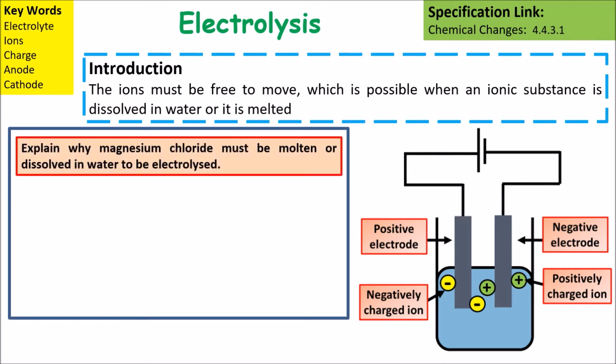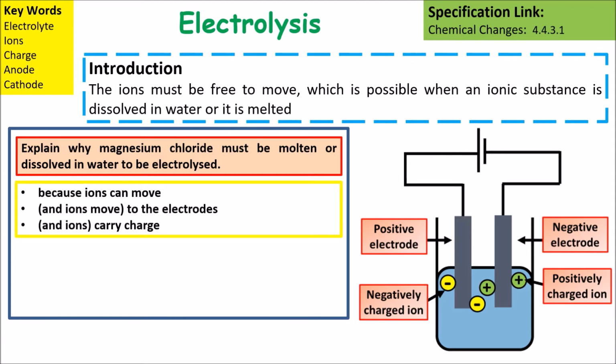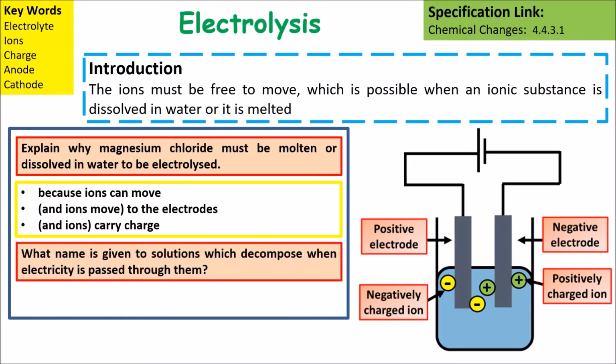So we're explaining why magnesium chloride must be molten or dissolved in water to be electrolyzed. It's because the ions need to be able to move from one electrode to the other, and ions can carry the charge. If we're looking for the name of solutions which decompose when electricity is passing through them, it is the electrolyte.